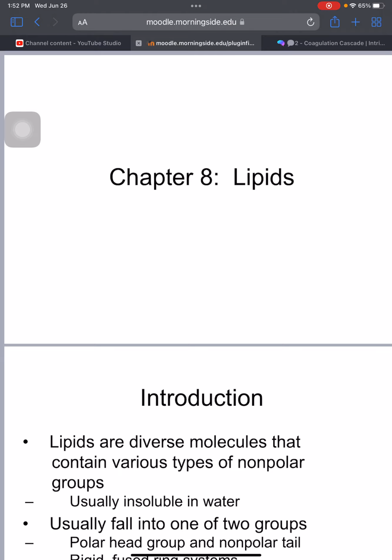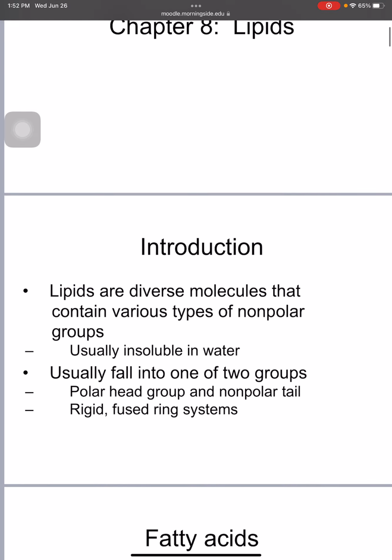All right. So, what are lipids? It's kind of funny if you look up the definition of the word lipid in the dictionary. It's terrible. It's very vague, and it's really not very accurate at all.